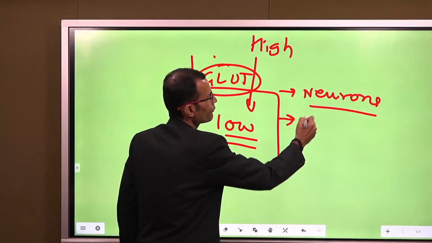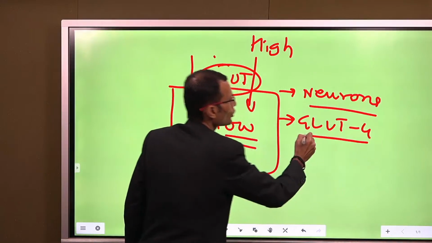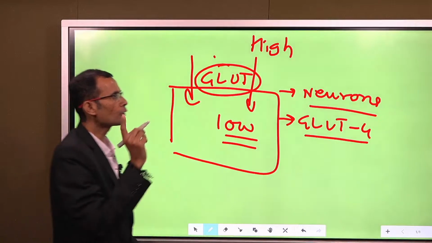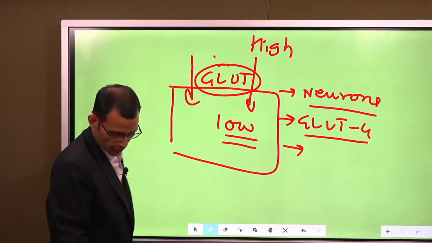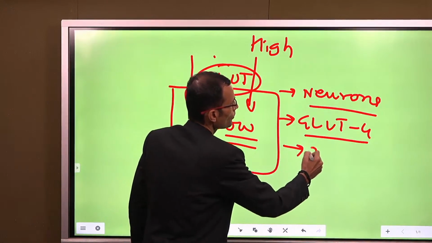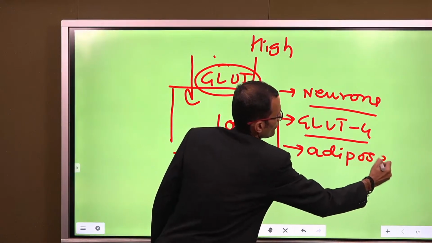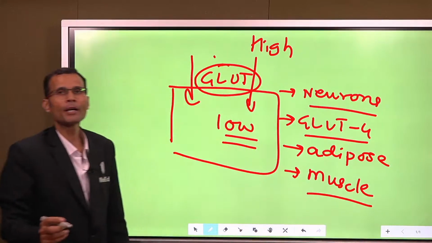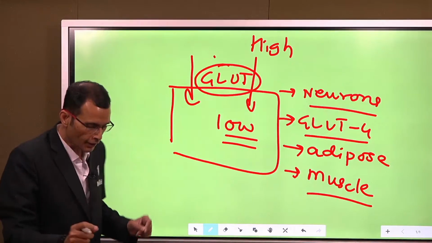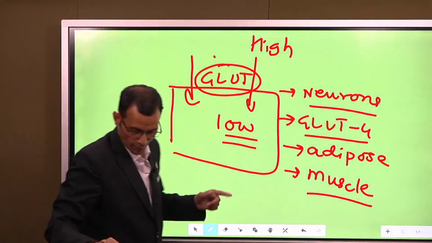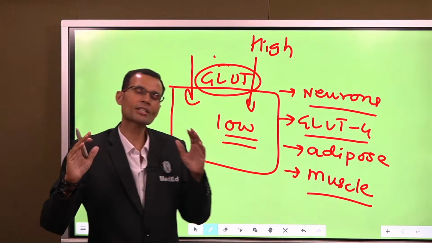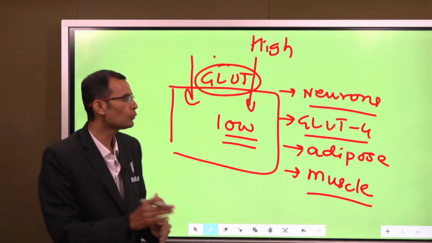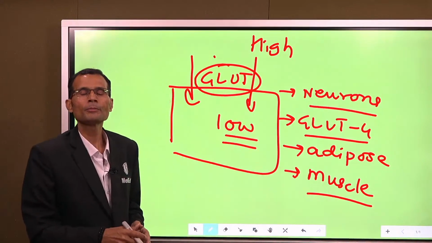And then GLUT4, the insulin dependent glucose transporter. It is present at two places, two tissues. Okay, what are those two tissues? Adipose tissue and muscle. These two tissues are absolutely dependent on insulin for glucose entry. Yes, correct. People are answering now. The session is warming up now. So GLUT4 is present in the fat tissue and muscle. So these are the GLUTs.